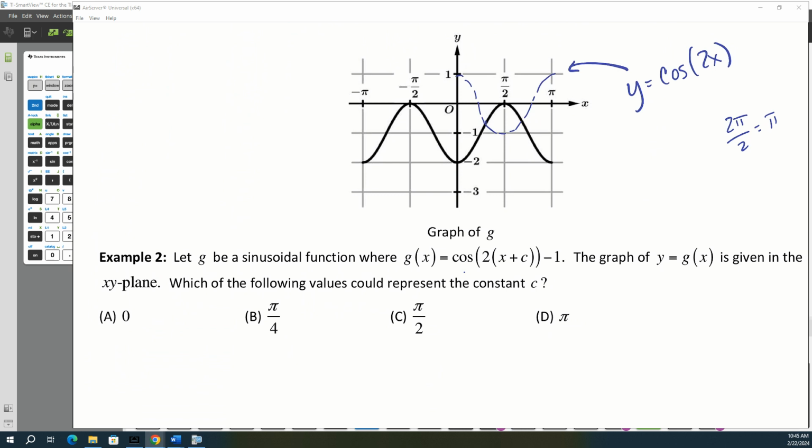And this cosine graph, and that's not something we've talked about, is going to repeat this pattern over and over, in both directions. It's going to keep on going over and over again, the same pattern.